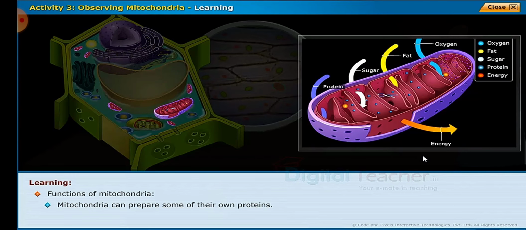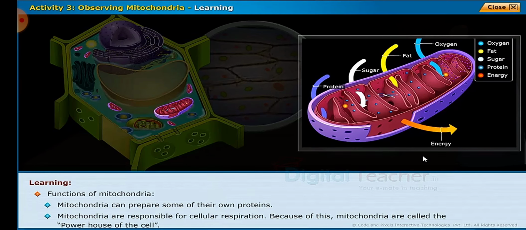Mitochondria can prepare some of their own proteins. Mitochondria are responsible for cellular respiration. Because of this, mitochondria are called the powerhouse of the cell.